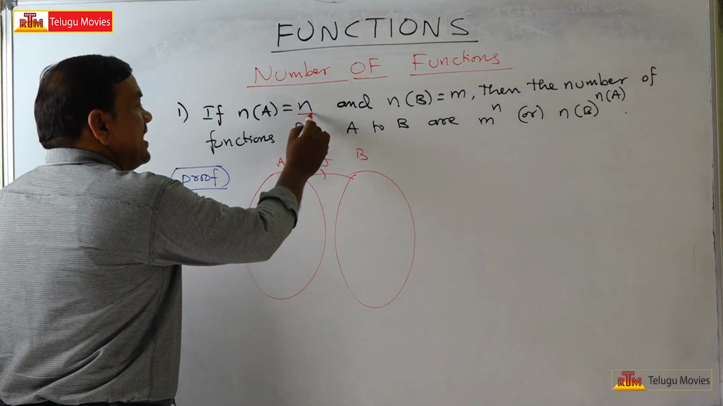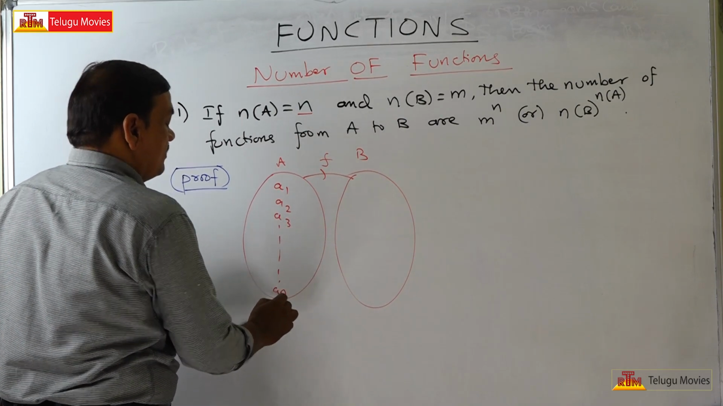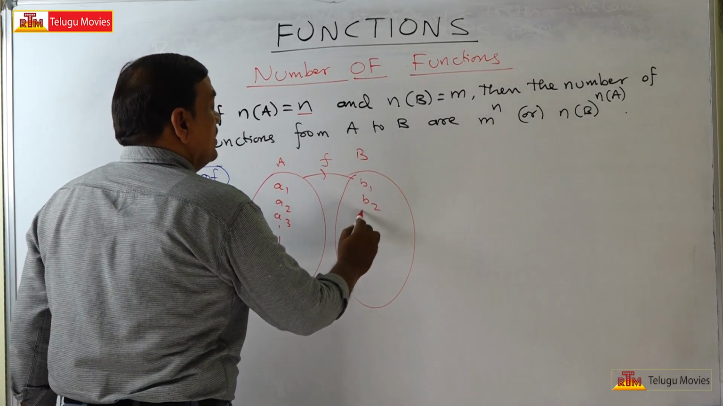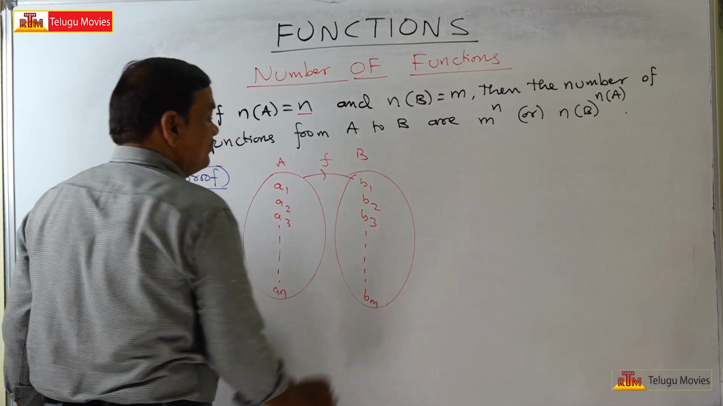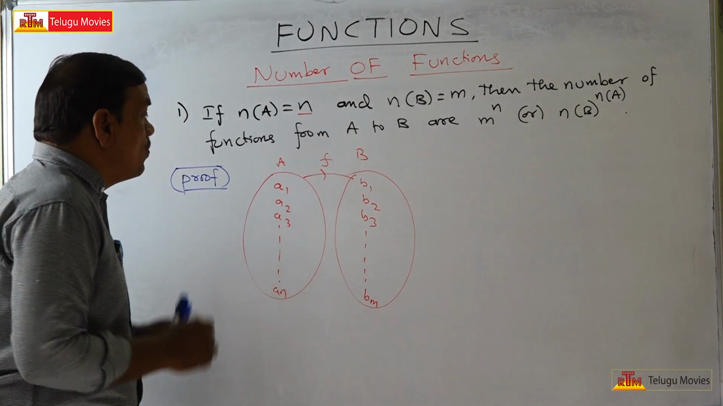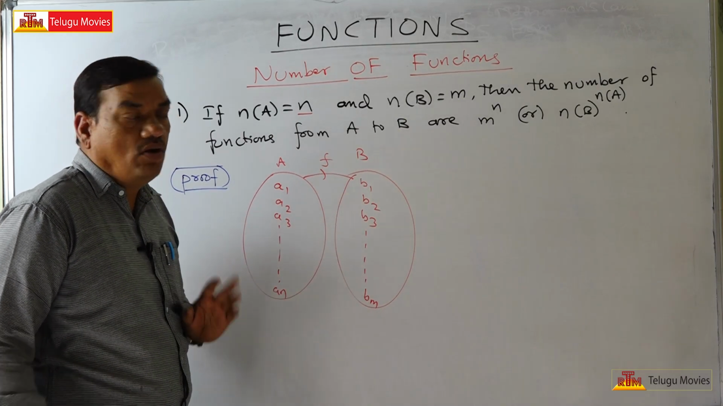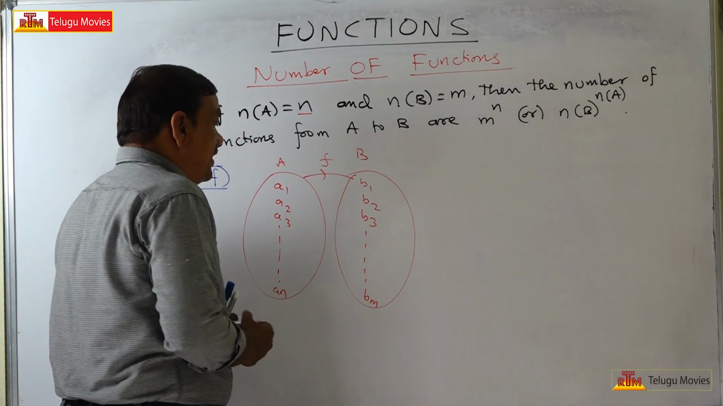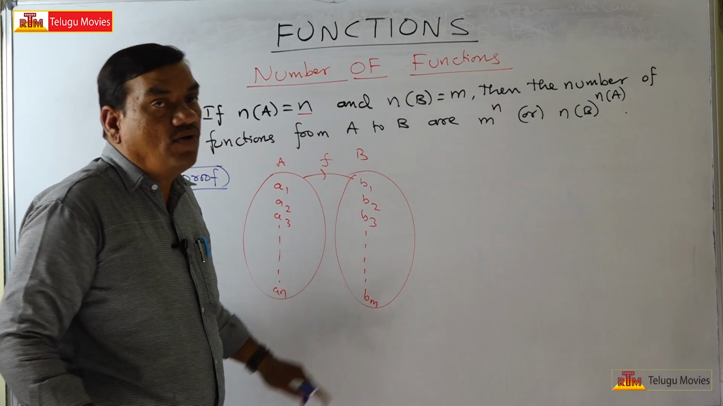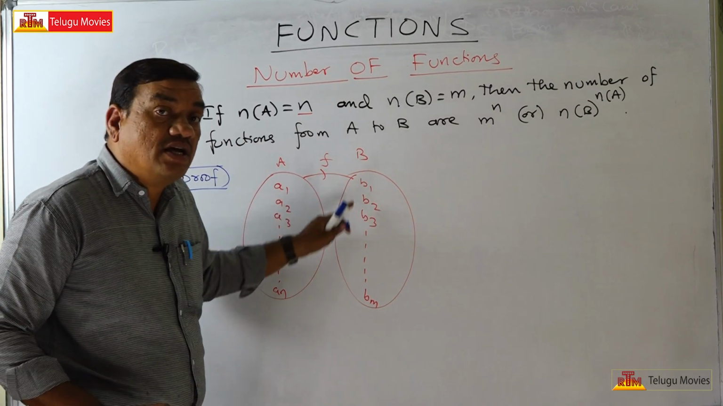In A there are n elements. Let the elements be A1, A2, A3, and so on up to An. In B there are m elements. They are B1, B2, B3, and so on up to Bm. So in A, n elements are there, and in B, m elements are there. Now, what is a function? Every element of A has a unique image in B. That means A1 can be associated with any one of the elements of B, but one element cannot be associated with two elements.